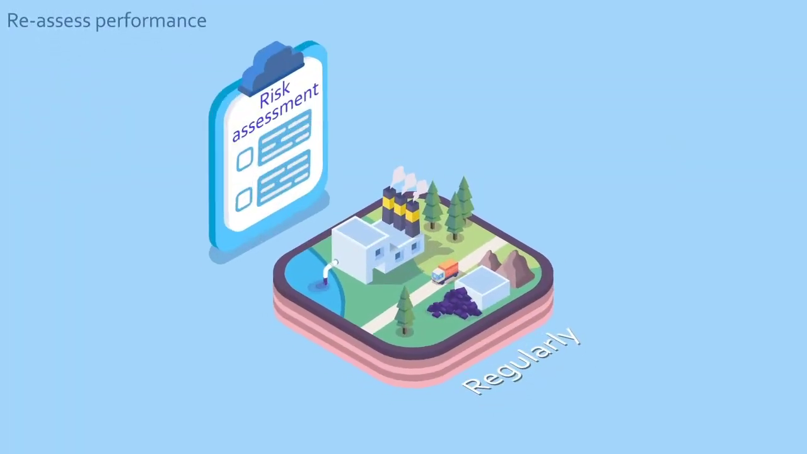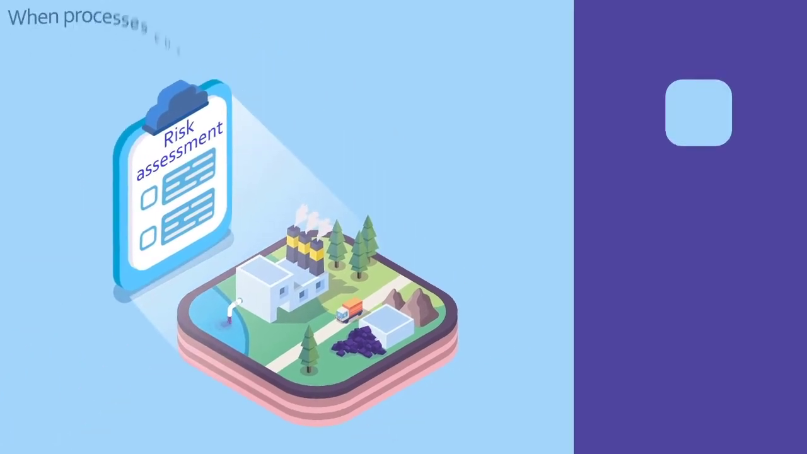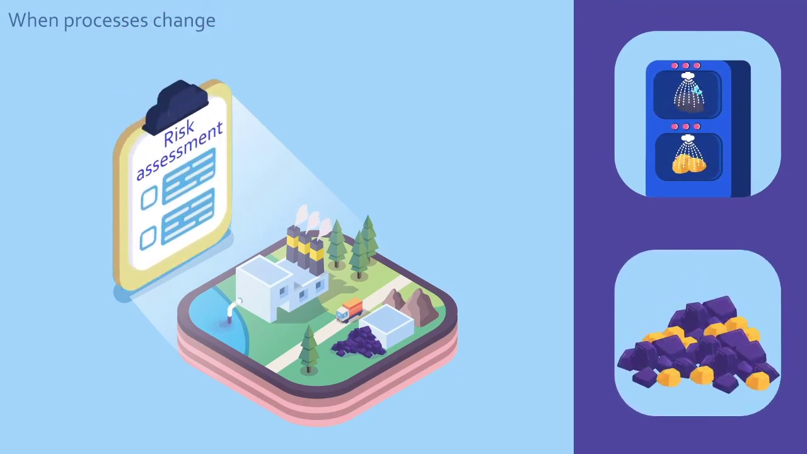Reassess your performance in managing your waste regularly, such as every 2 to 3 years. When you introduce new processes or waste, reevaluate your waste management. Monitor your impacts on the environment.